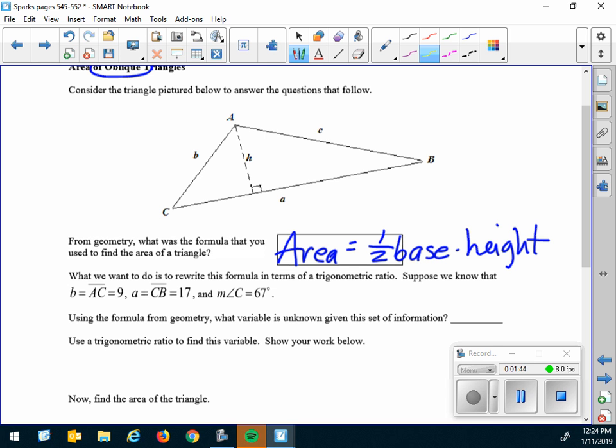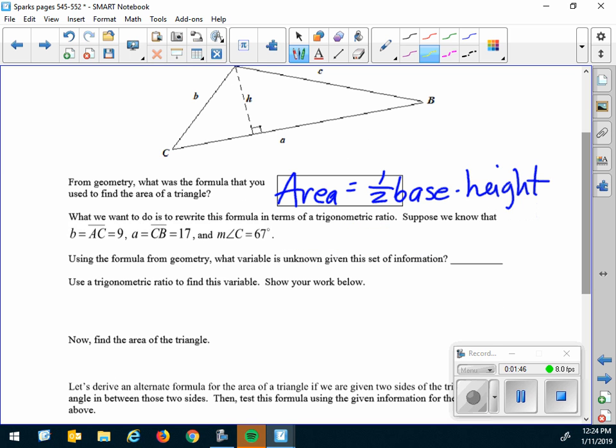Now, what we want to do is rewrite this formula in terms of trig ratios. This is super easy. Suppose we know that the length of b is 9, so put those in there. The length of a is 17, and the measure of angle C is 67 degrees. Now, I want you to look at this triangle. That's a right triangle.